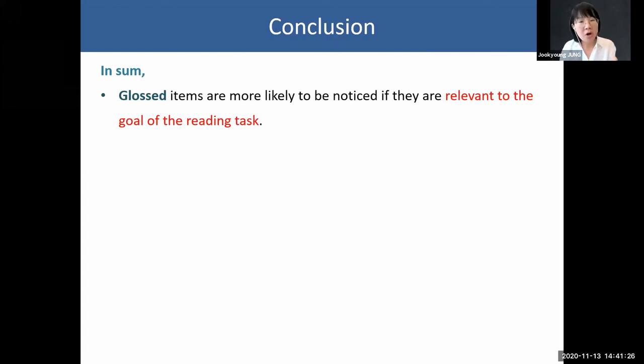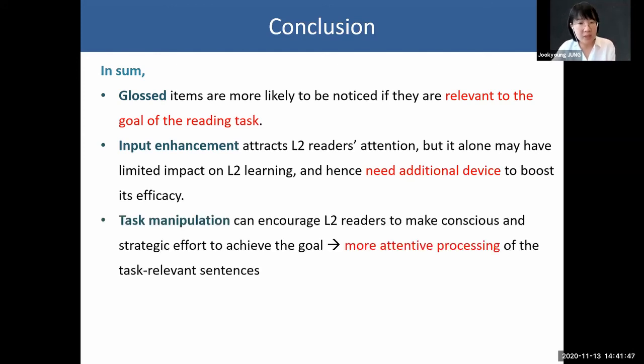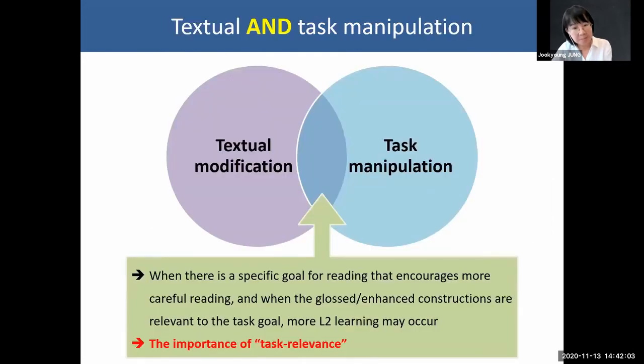That's why the target unaccusative words were more likely to be noticed, but it was not the case for the pseudo words. And input enhancement attracts L2 readers' attention, but alone may have limited impact on L2 learning and hence needs an additional device to boost its efficacy. And task manipulation can encourage L2 readers to make conscious and strategic efforts to achieve the goal, which results in more attentive processing of the task-relevant sentences.